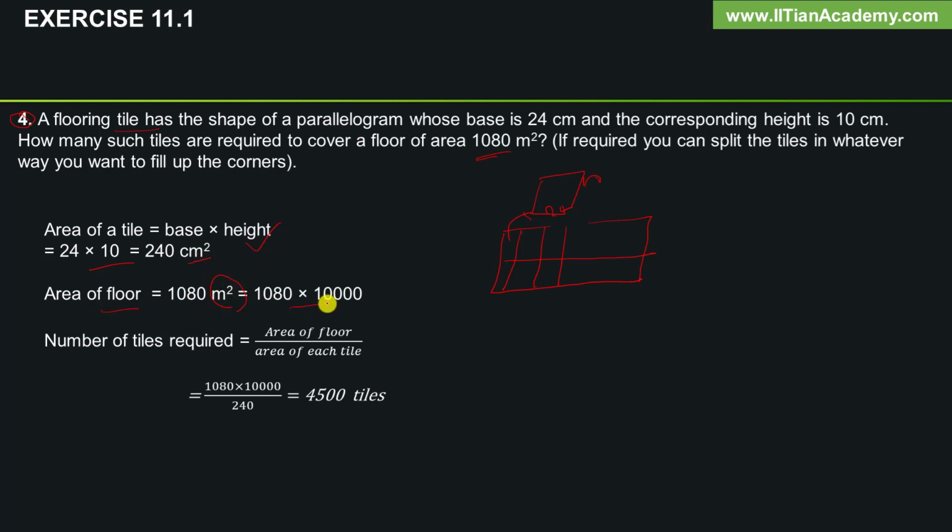Hence, 1080 needs to be multiplied by 10,000. Now, number of tiles can be calculated by dividing area of floor by area of each tile. Hence, number obtained is 4,500.